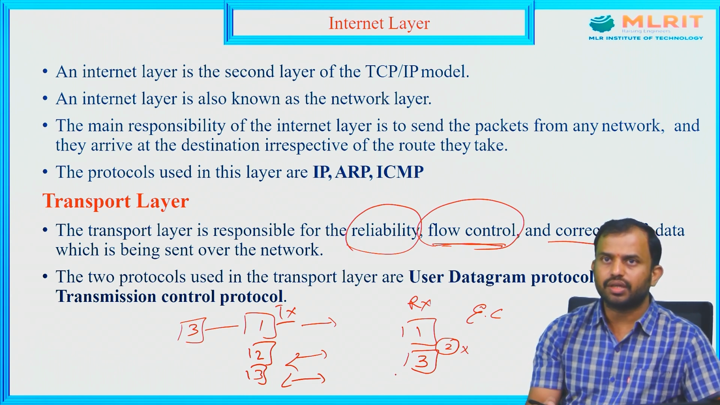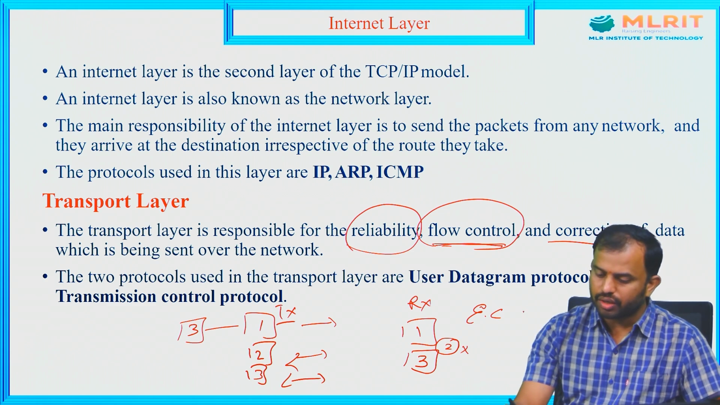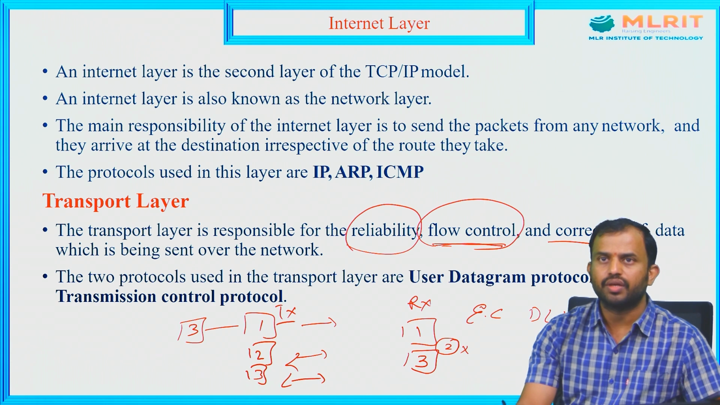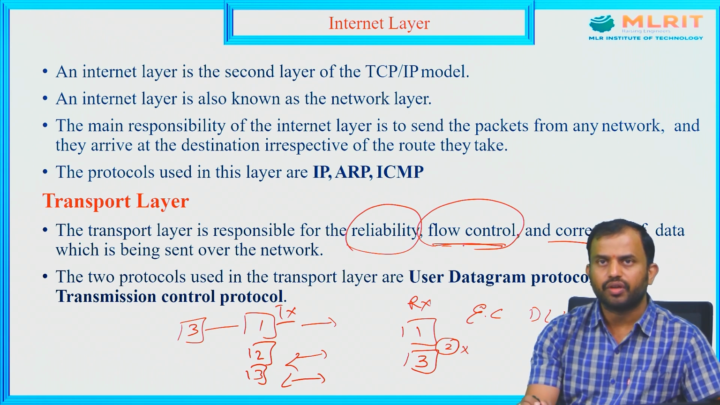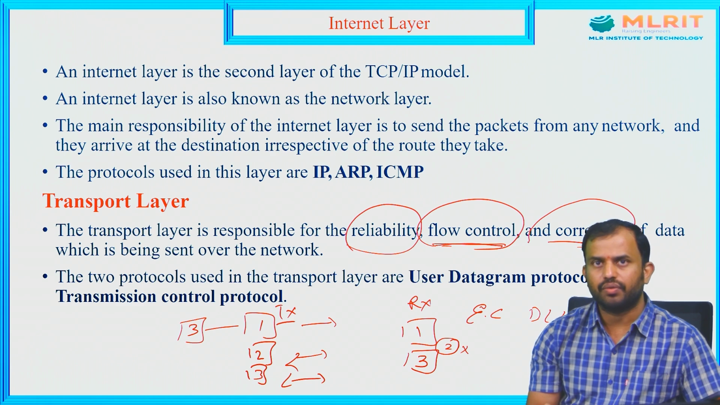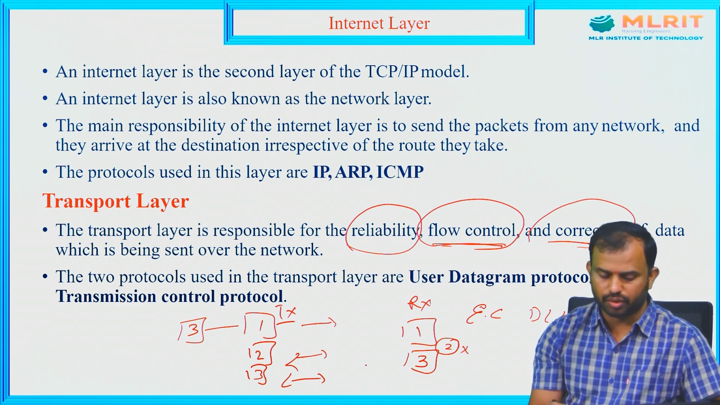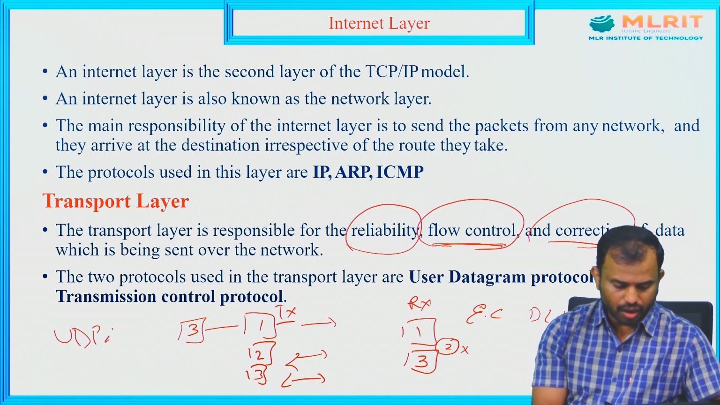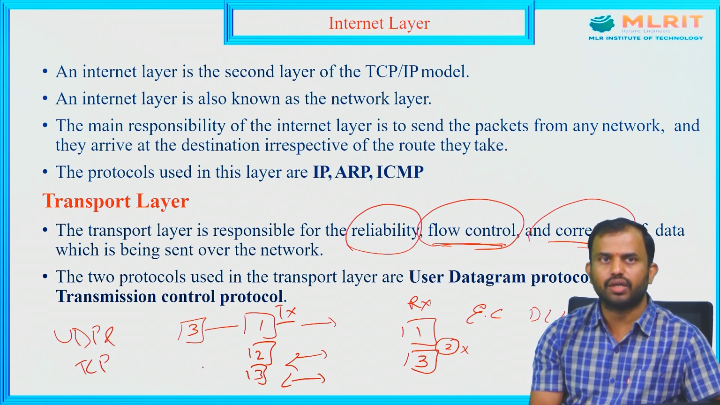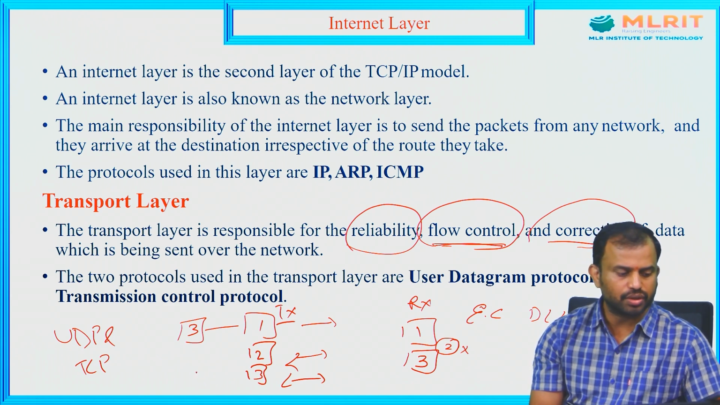In the OSI reference model, the data link layer takes care of the error correction and error detection mechanism. Similarly, in the TCP model, the transport layer takes the responsibility of reliability, flow control and correction of data being transmitted over the network. And in this transport layer we use two different protocols: user datagram protocol and transmission control protocol, which we call UDP and TCP.